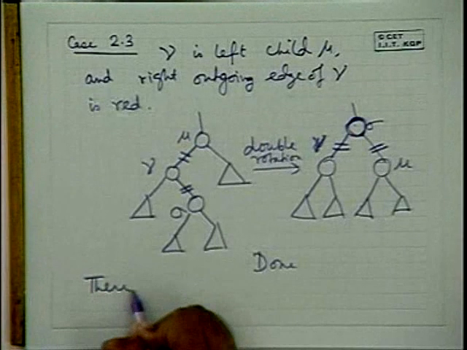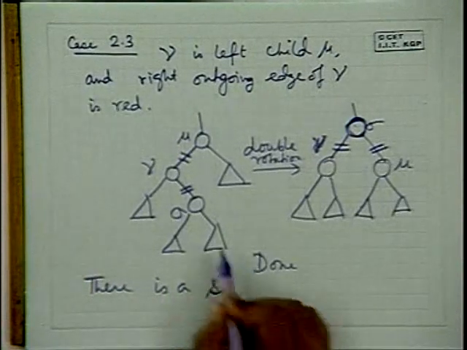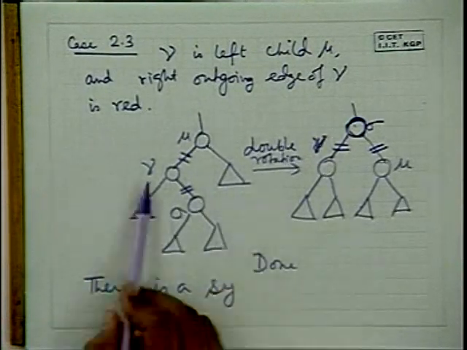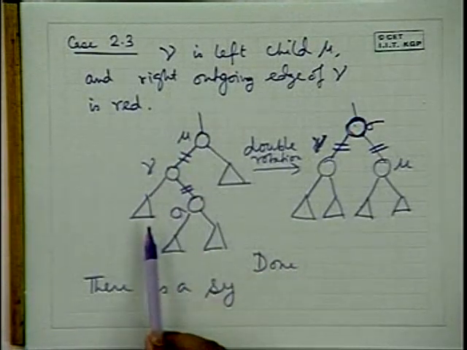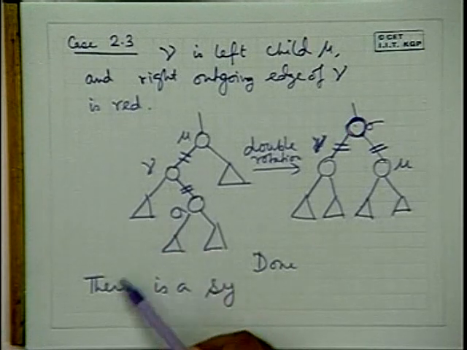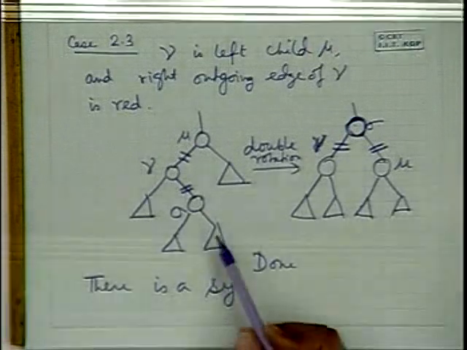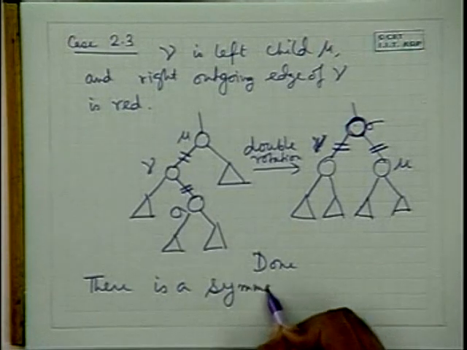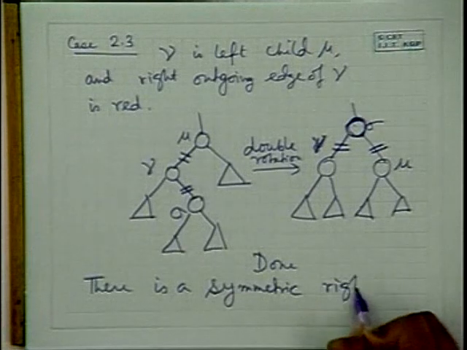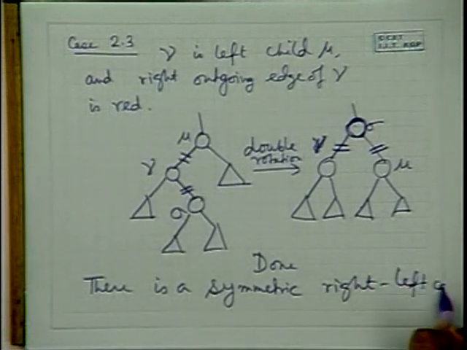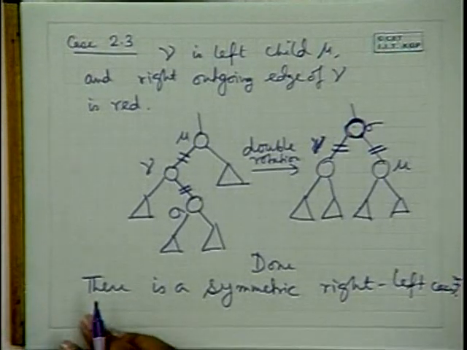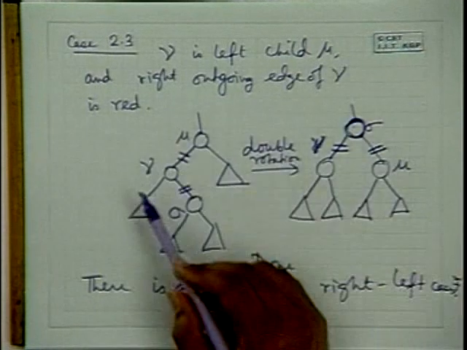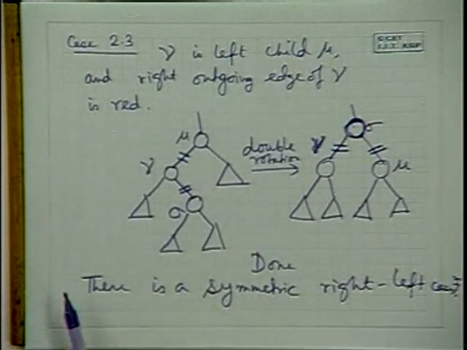Okay. Similar to this, there is a symmetric case. What is the symmetric case? Basically, there is a right-left combination. Here it is a left-right combination. There can be a right, and this one is left, a right-left combination. But that also you can take care of exactly similarly. Just double rotate. So there is a symmetric right-left case. So this is the entire operation. So these are the only cases. They are all cases we have taken care of.